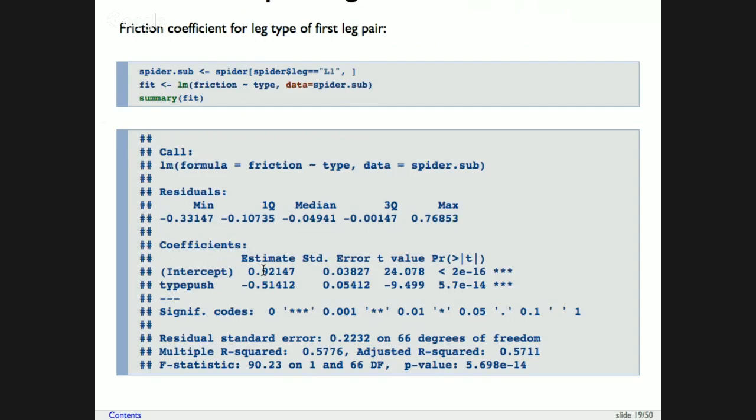So can you tell me, if you were to write out this equation now, what would the equation look like? The equation for predicting friction coefficient from the type of leg in this first pair of legs, what would it look like? This is a simple linear regression.